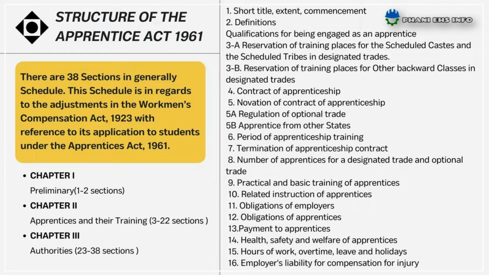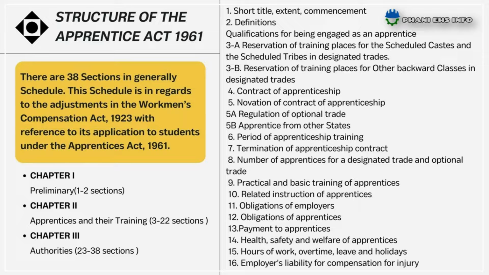Structure of the Apprentice Act 1961. There are 38 sections and generally a schedule. This schedule is in regard to the adjustments in the Workmen's Compensation Act 1923 with reference to its application to students under the Apprentices Act 1961. Chapter 1, Preliminary, which includes: 1. Short title, extent, commencement. 2. Definitions. Chapter 2, Apprentices and their training.